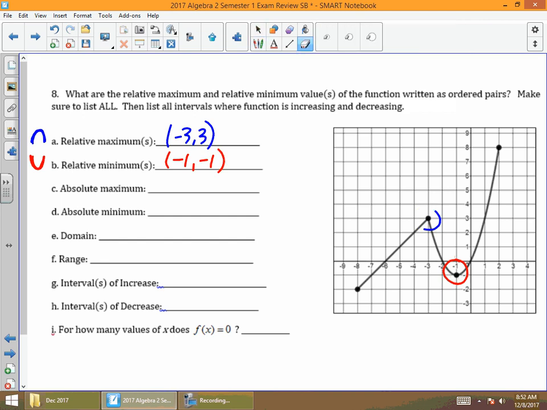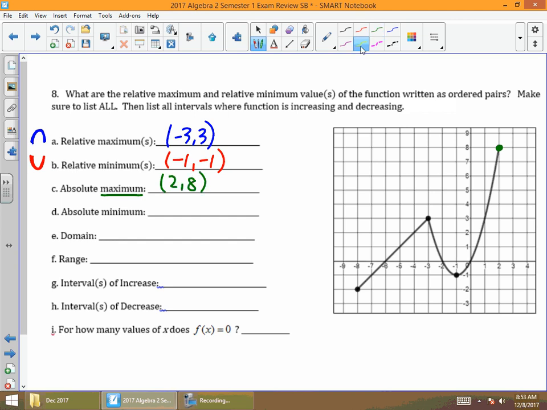And then for absolute maximum, there's no stipulation as to what the shape of that has to look like. So when you think about what's your absolute maximum, just try to find the highest point your graph reaches on your graph, which would be over here at 2, 8.